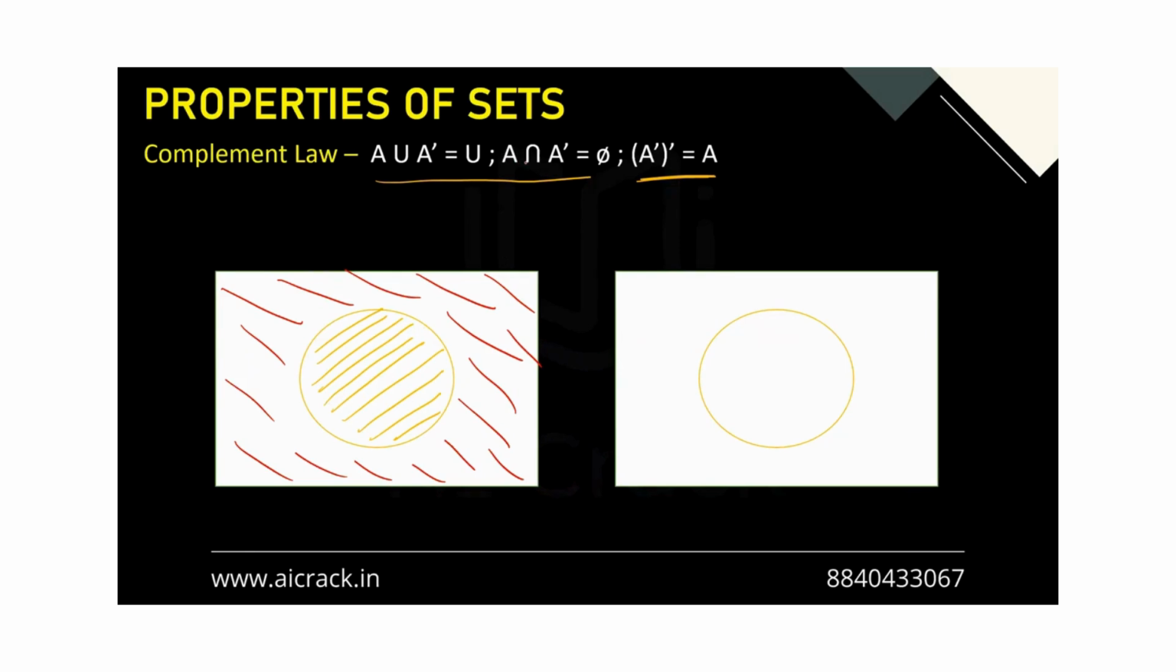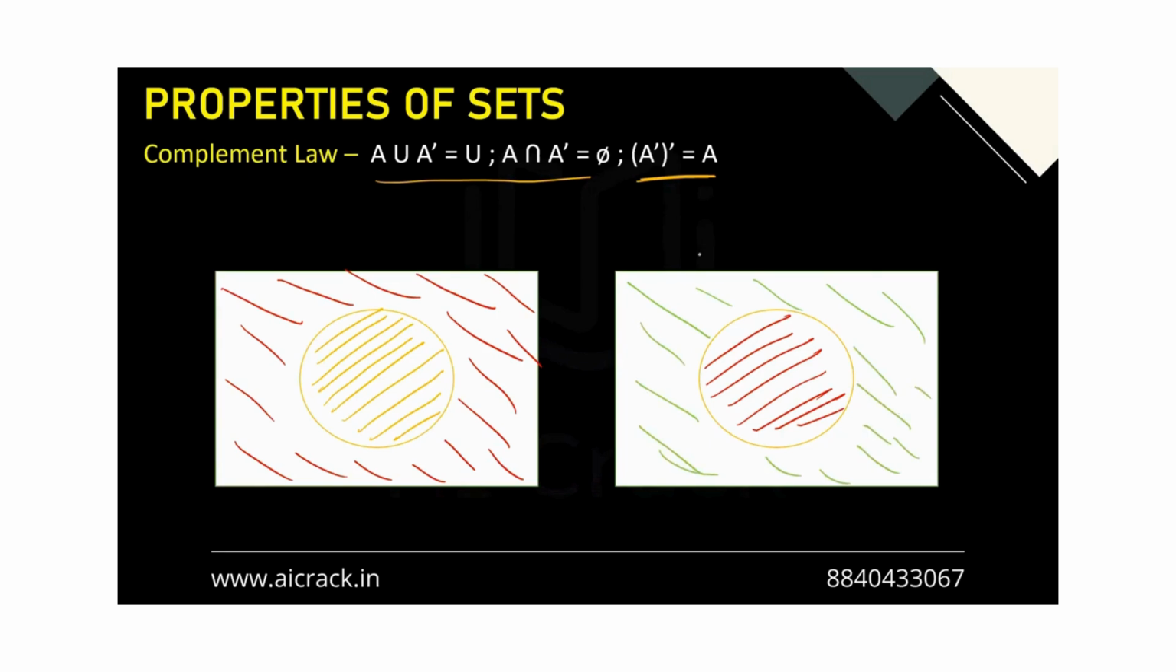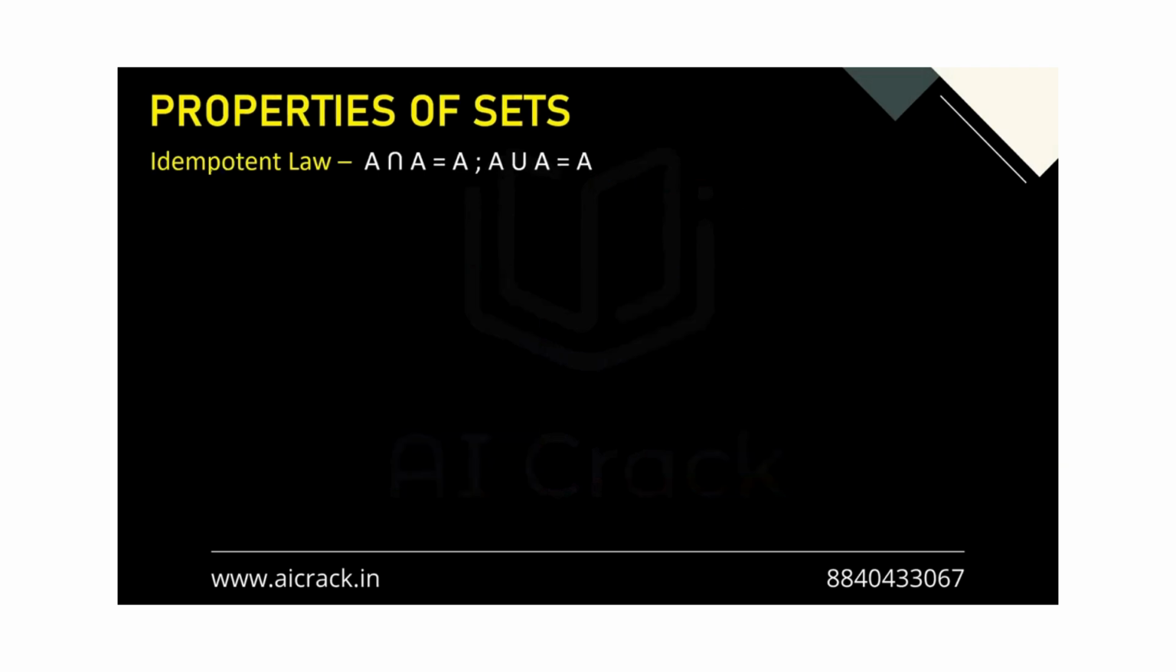Similarly, we have A intersection A complement. So we have A as this one, and the external region is this one. We can clearly see that there is nothing in common between both of them. That's why they're complementary. We have nothing in common between these two regions, and that's why it comes out to be null set.